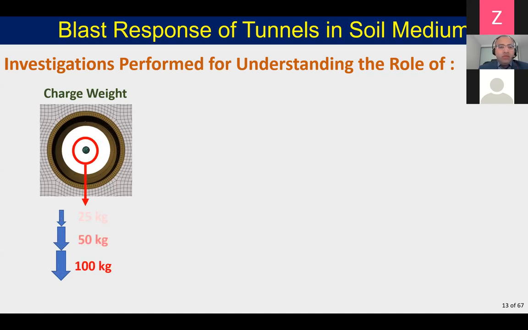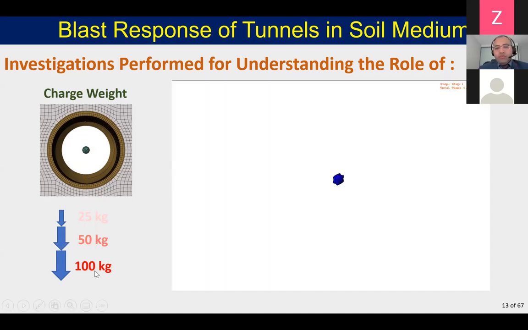So this is a charge weight. I already explained it. It was an airborne charge, situated at the middle of the tunnel lining with different charge weights: 25 kg, 50 kg, and 100 kg. So three different charge weights, and it has been modeled using the Eulerian element. So you cannot see the air, but we have also modeled the air surrounding the blast.